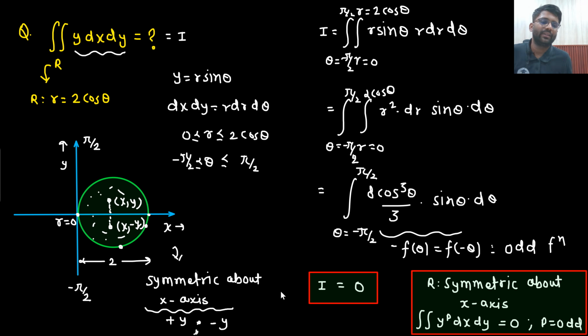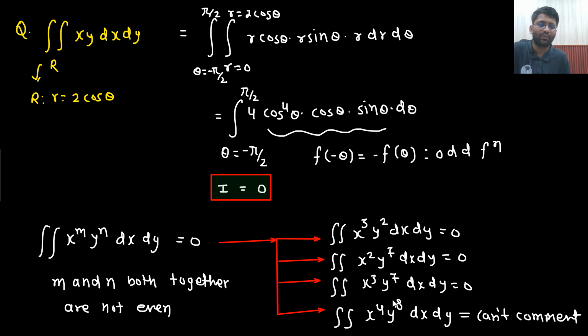Then I asked you to calculate this particular scenario, the double integral of y dx dy over the region R. I got to know that the answer is coming out to be 0. Why is that so? Because if plus y is present and minus y is also present, both are cancelling each other out, and the answer is 0. It will work for any odd power. Along with that, I asked you to calculate xy dx dy. This will also come out to be 0. It will work for any power, but both powers should not be even. That's it. This is the discussion we have done.